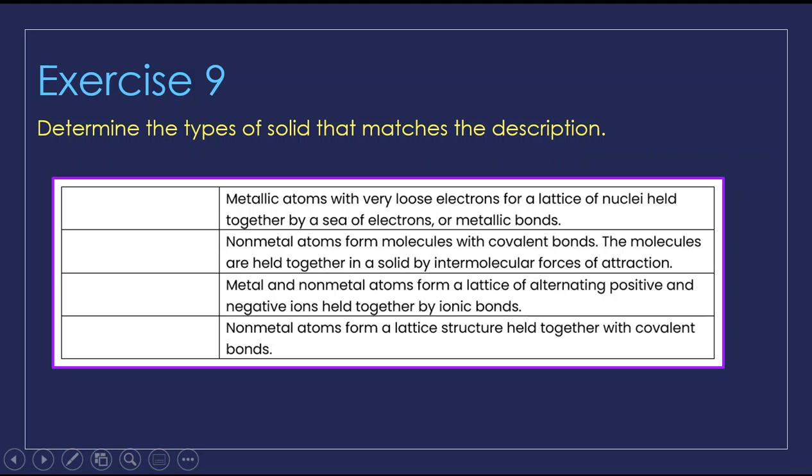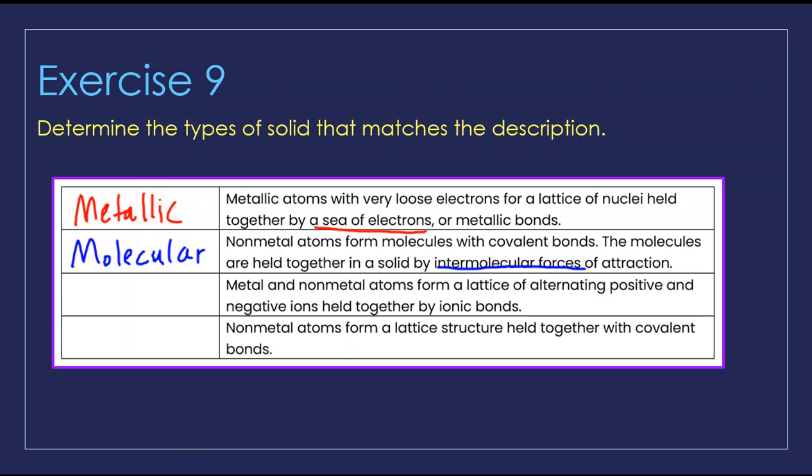All right, so determine the type of solid that matches the description. Here you're looking for the context clues. So metallic atoms with loose electrons. I don't even have to read further from sea of electrons. Sea of electrons tells me what? Metallic. Gotta be metallic. All right. Non-metal atoms form molecules with covalent bonds. They are held together by intermolecular forces. Molecular. So I'm looking for these context clues to distinguish between them.